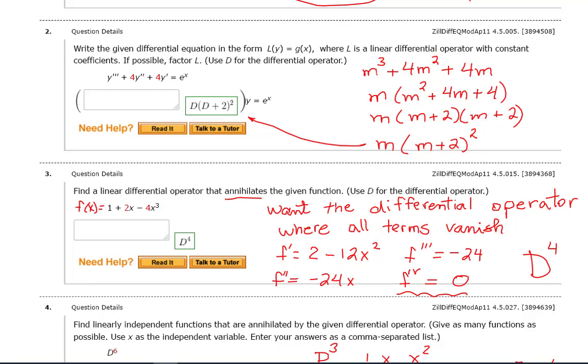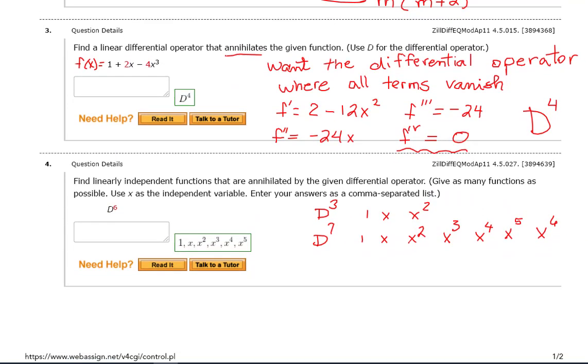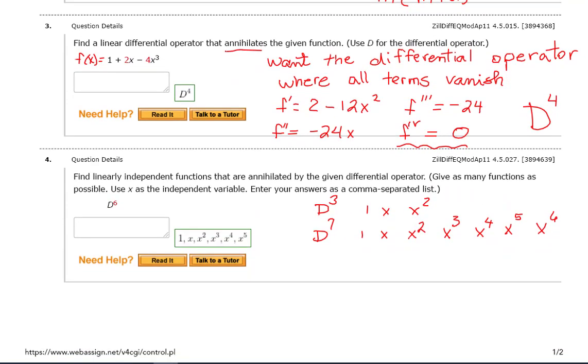In question 3 and 4, we look at something about a differential operator that annihilates. So what that means is, if I took derivatives, how high would I need to go to make all the terms vanish?